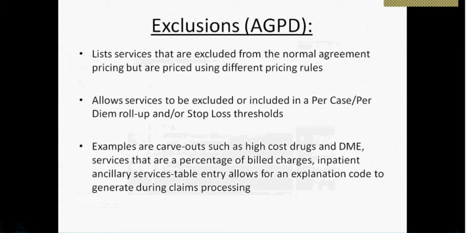There are some exclusions. The program is called AJPD, which helps you to identify what the exclusion means. For example, if there are any high-cost drugs or DME, durable medical equipment, there is some medical equipment which is not covered, like for example, under Medicaid or Medicare. So the program allows you to exclude those, so that you are not billed and it does not pay for them.